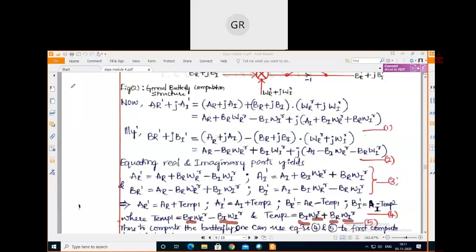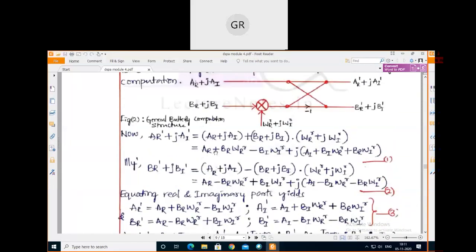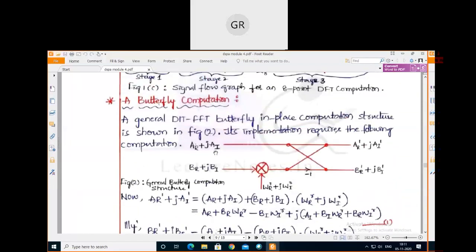Okay, thus to compute the butterflies, one can use equation number 4 and 5. So first compute the TEMP1 and TEMP2. Okay, it's very important. Please go through this. If you consider the complex values, inputs are complex values, twiddle factor is also complex values.